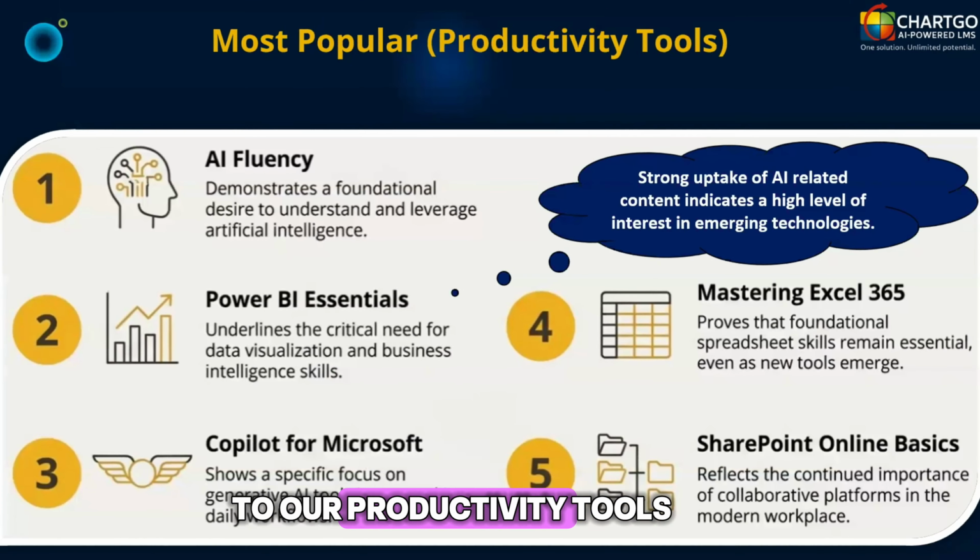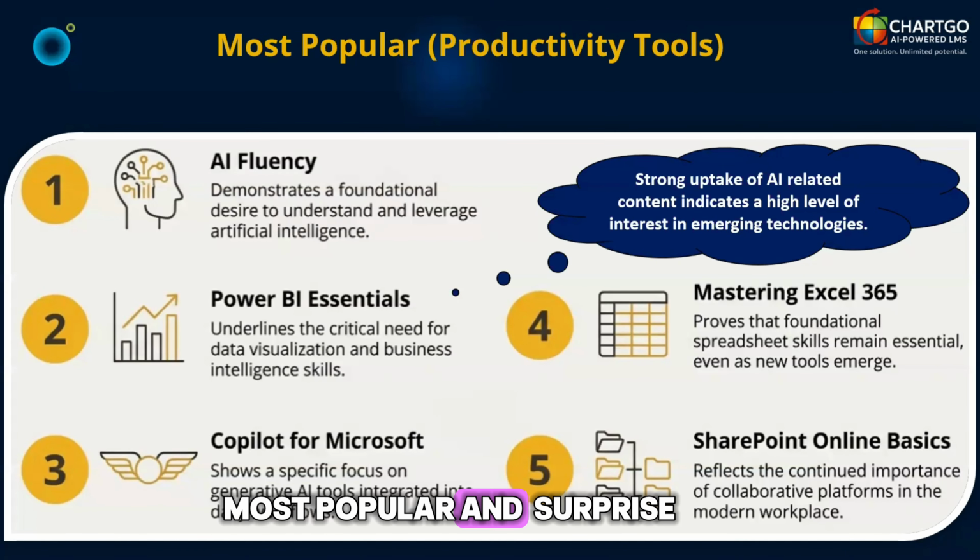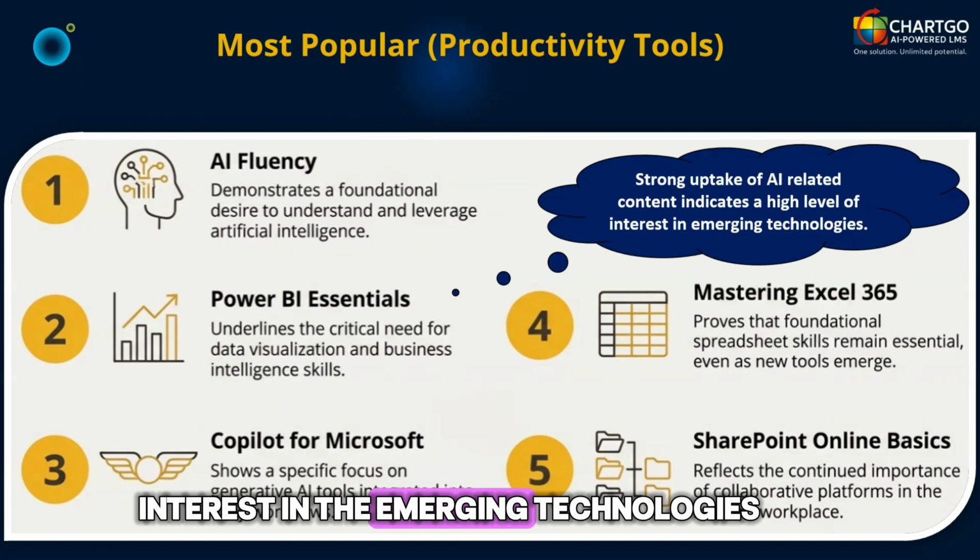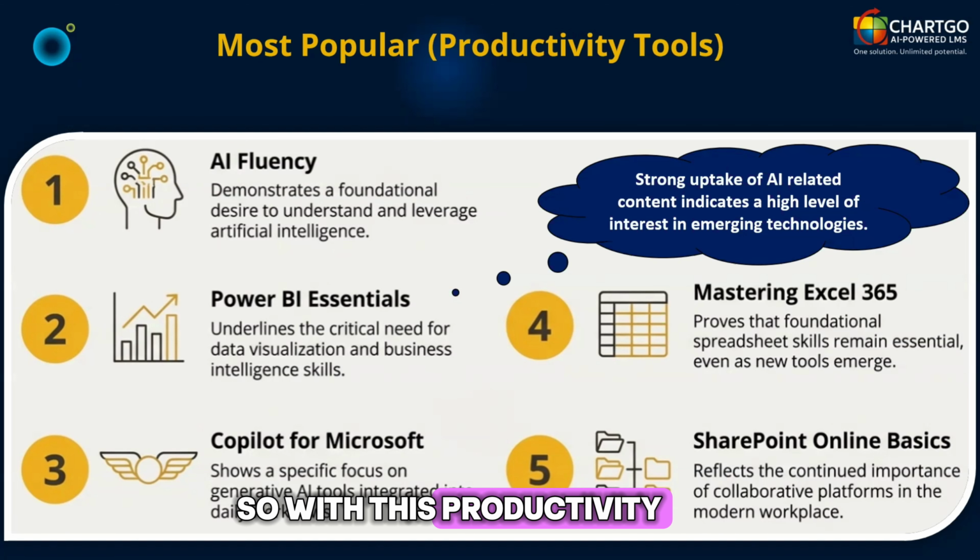Then we're going to go to our most popular productivity tools, and surprise, surprise, number one, AI fluency. Power BI, number 2, and number 3, Copilot for Microsoft. If you look at just those 3 on the left, ladies and gentlemen, there's a very clear message of a strong uptake of AI-related content, and it indicates a high level of interest in emerging technologies. So with this productivity tool suite, there's definitely lots of potential to address the need for future skills.